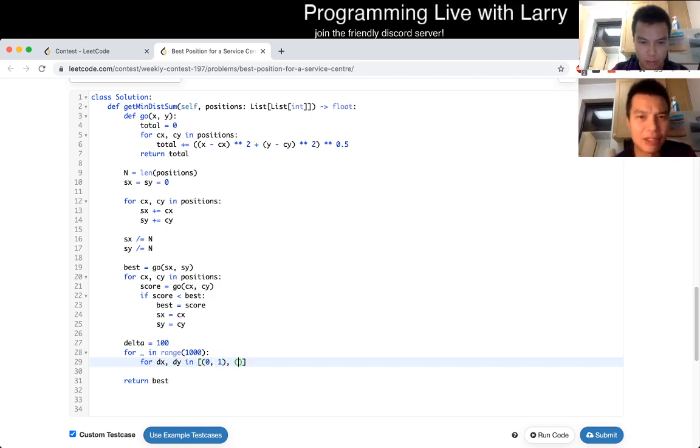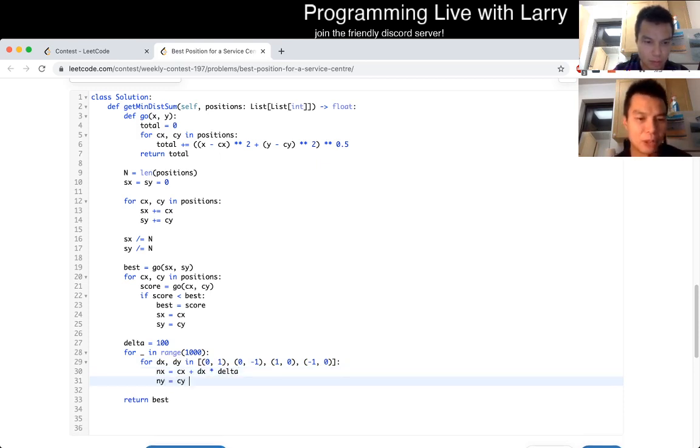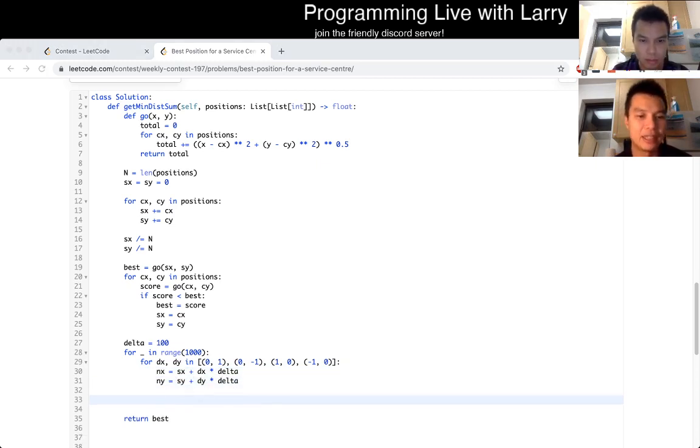And so I took 1,000 because, to be honest, it's just a random number. What I was thinking at the time was that it was kind of like a binary search thing, and that after a certain number of loops, we should be able to converge. But to be frank, I don't have proof for this one.